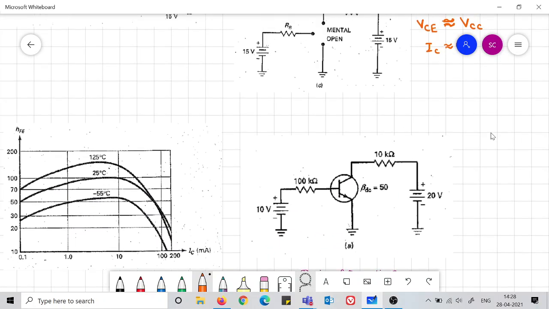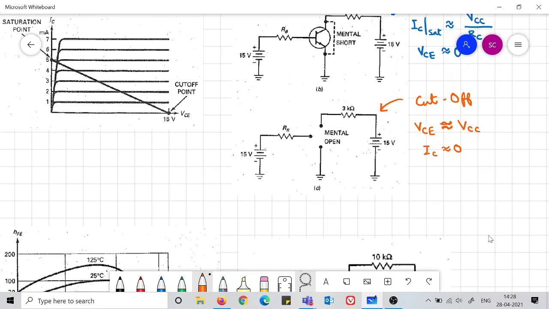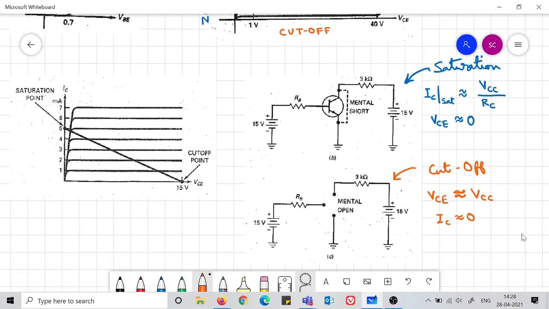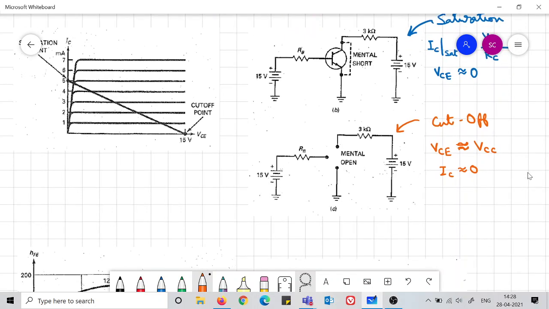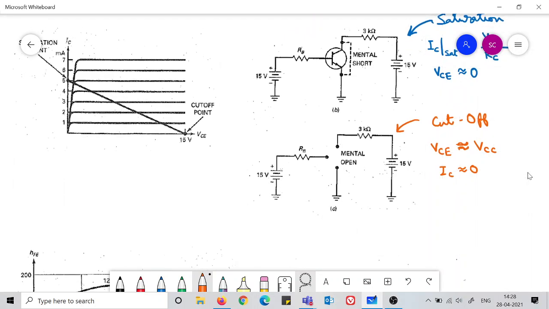Now, one point we should mention here: how the common emitter configuration operates in the active region. Let us try to see the active region. How does the common emitter configuration operate in the active region?